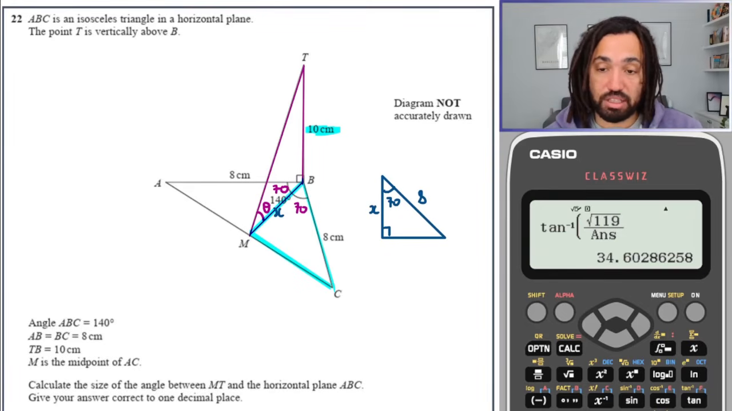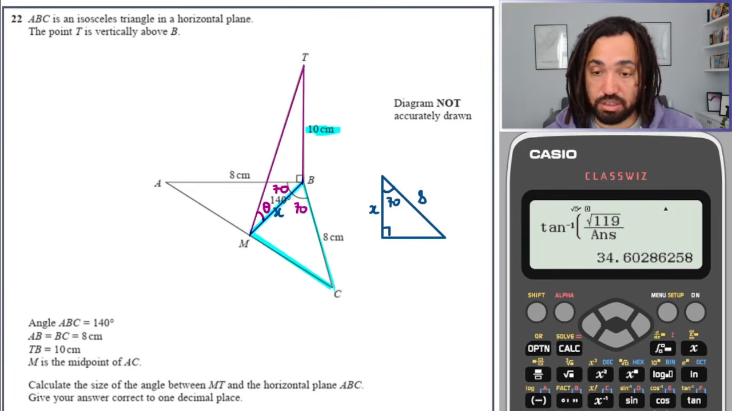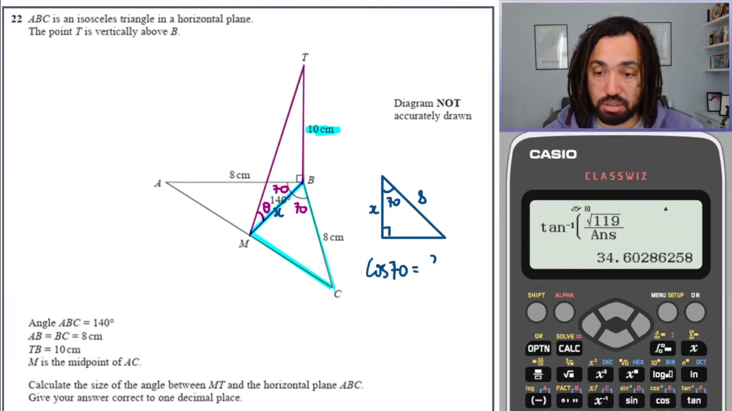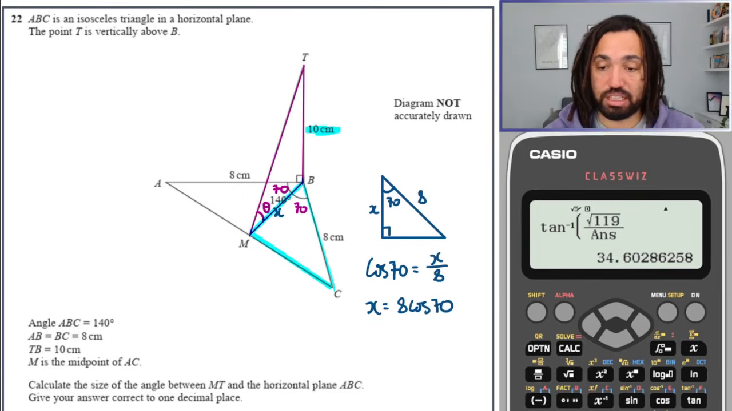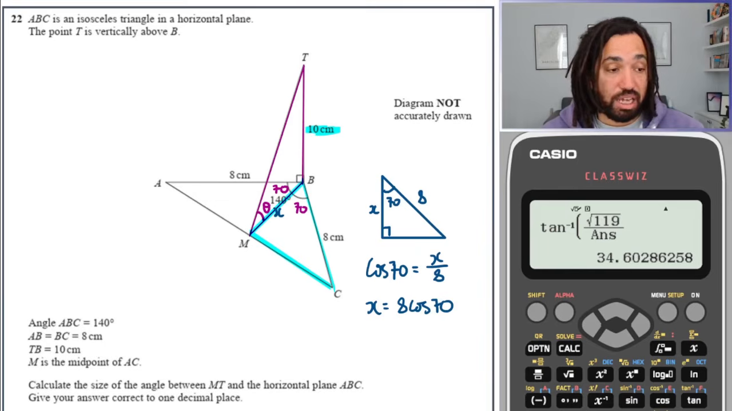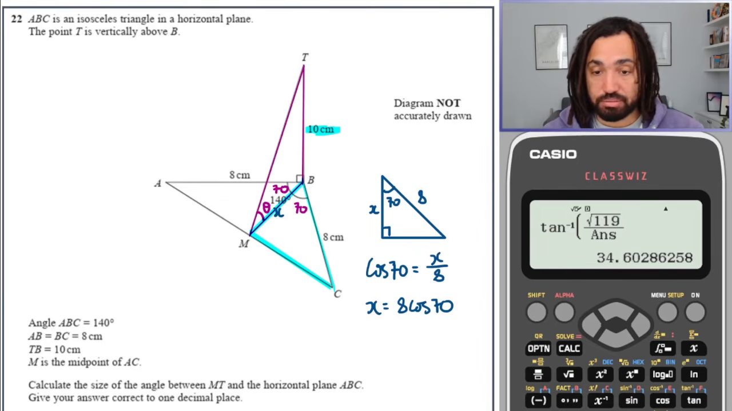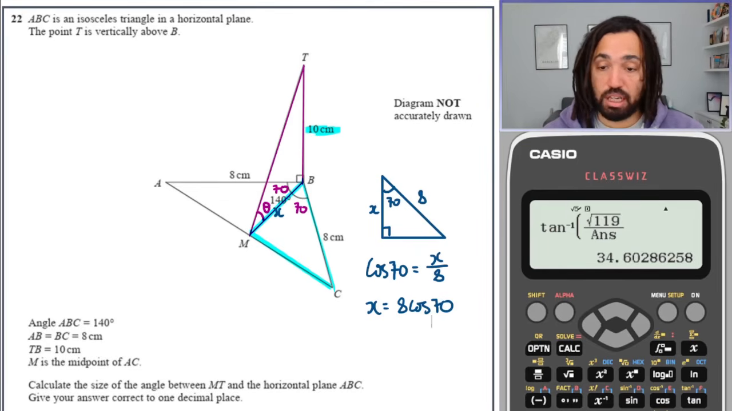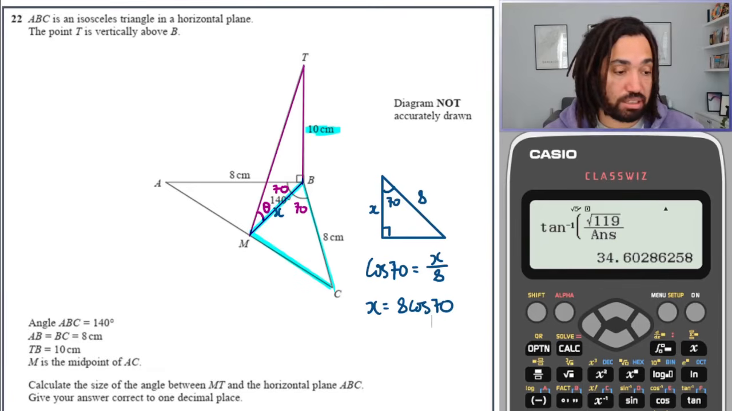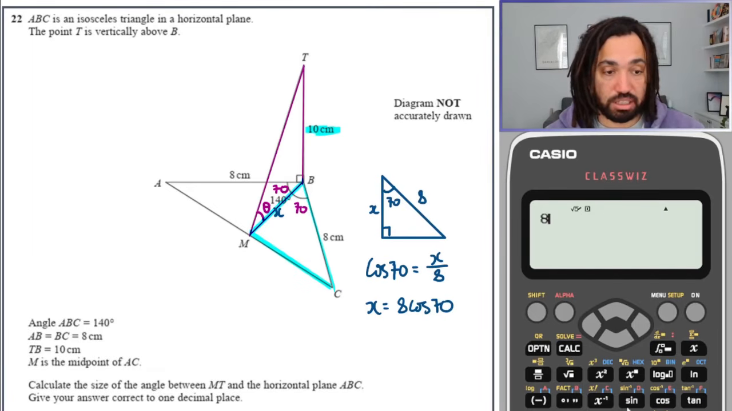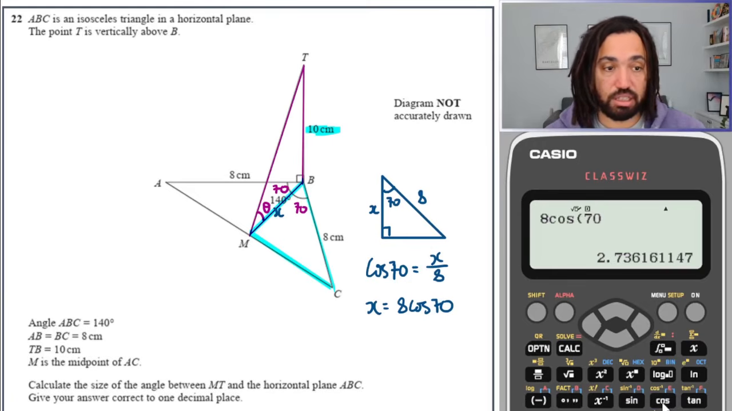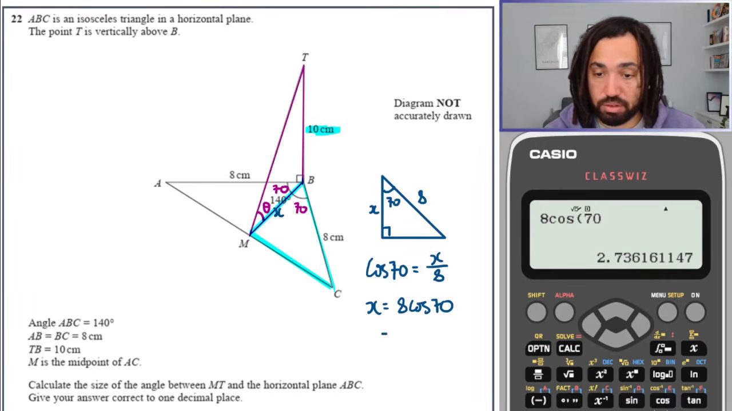Okay, so X is adjacent to the angle 70, and 8 is the hypotenuse. So we're going to use cosine. Cosine 70 is equal to the adjacent over the hypotenuse. So rearranging this formula, we have that X is equal to 8 cosine 70. Okay, we can work out a value for that. So that is just 8 cosine 70, so it's 2.74.